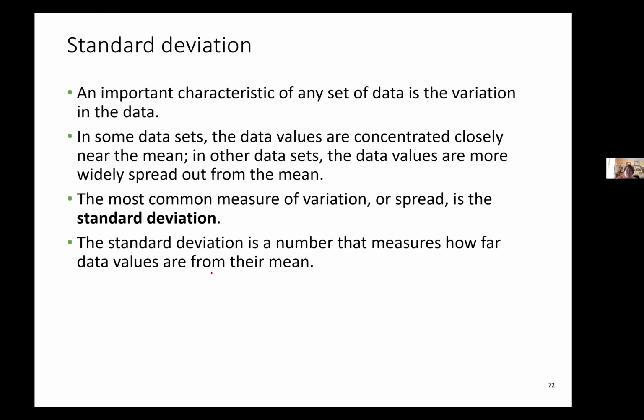An important characteristic of any set of data is the variation in the data. In some data sets, the data values are concentrated closely near the mean. In other data sets, the data values are more widely spread out from the mean. The most common measure of variation or spread is the standard deviation. The standard deviation is a number that measures how far the data values are from the mean. That's how it's calculated. It calculates every data value's distance from the mean and then sums them up. So there are other measures of deviation.